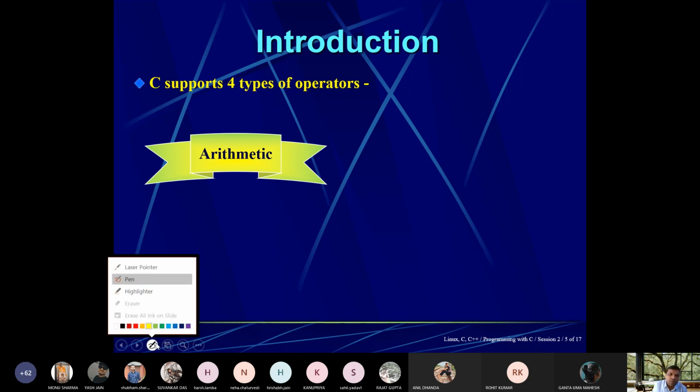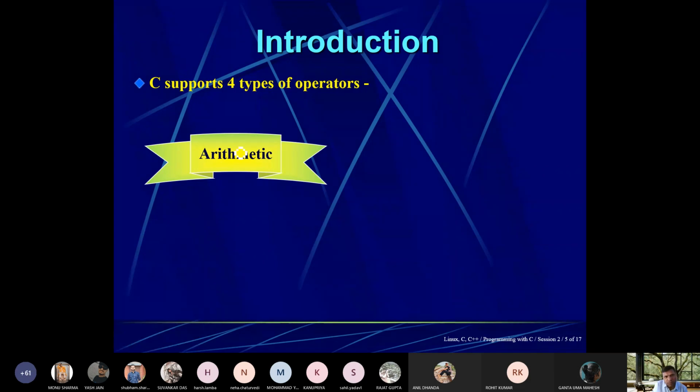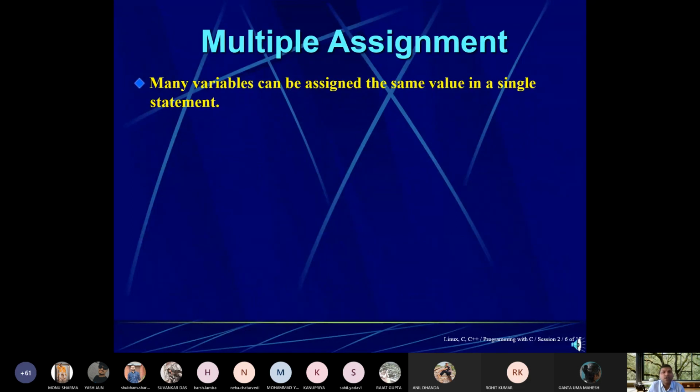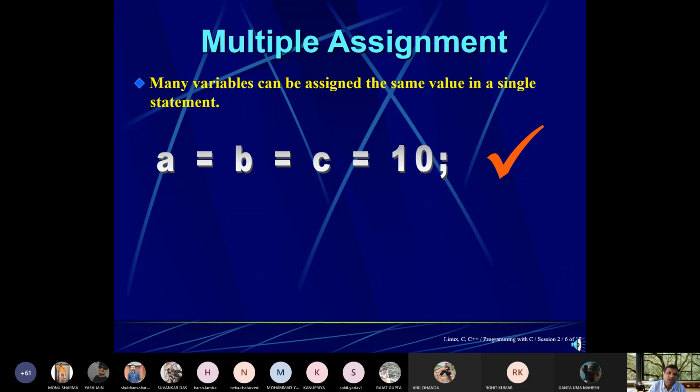Now there are varieties of operators available, like arithmetic operator, fine, then logical, relational, and bitwise. So if you want to go for multiple assignment, so this is correct. Okay. It simply means at least one R value must be there. Fine. So this is correct.